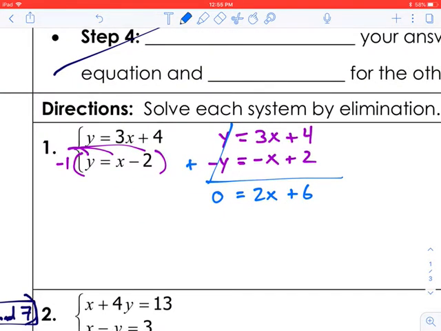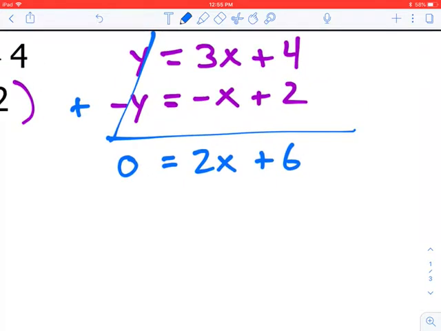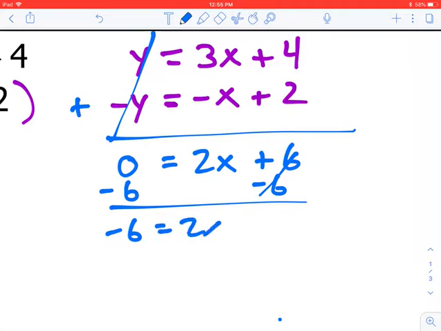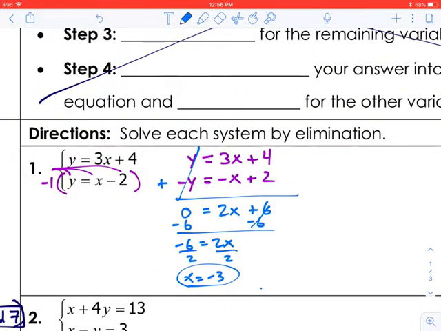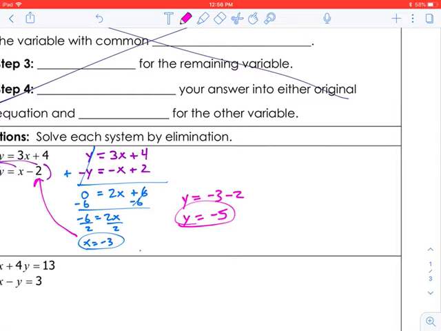And then I just solve for what's left. So I subtract 6. I get negative 6 equals 2x. Divide by 2. Get x equals negative 3. Now I just take that and plug it back into one of the originals. I'm just going to plug it back into this bottom one, which is y equals x minus 2, which is negative 3 minus 2. So y equals negative 5. And so just like before, our final answer is x comma y, which is negative 3, negative 5.